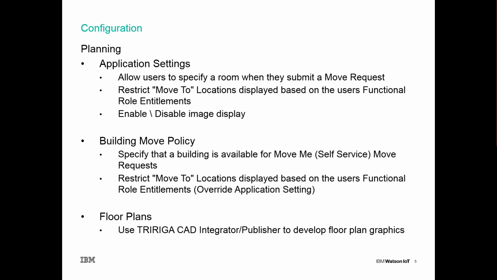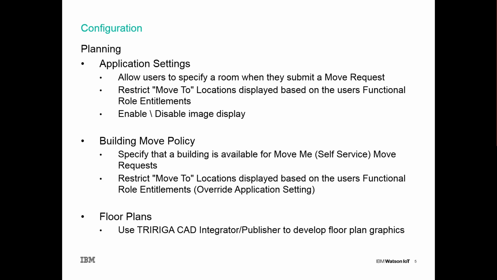And then the second one is to override the application setting, the entitlement setting, in the case where the application setting has said that we're not going to restrict move to locations based on functional role entitlements. You can indicate that you want a particular building to enforce those functional role entitlements. So you'll override the application setting.